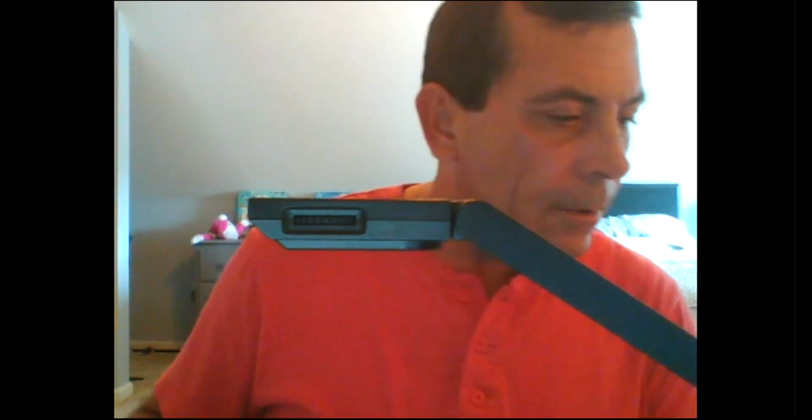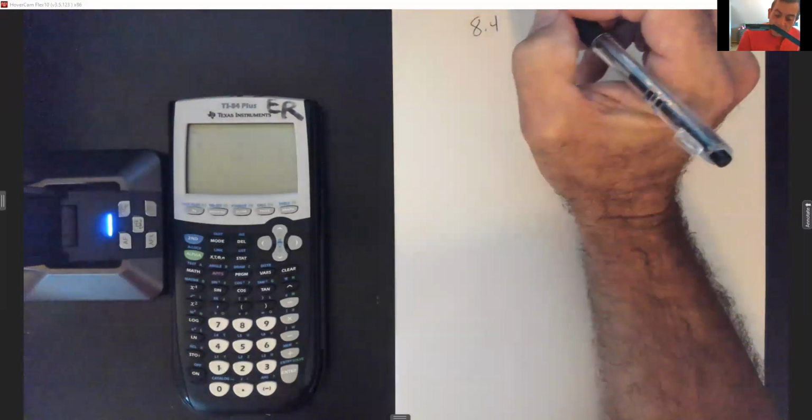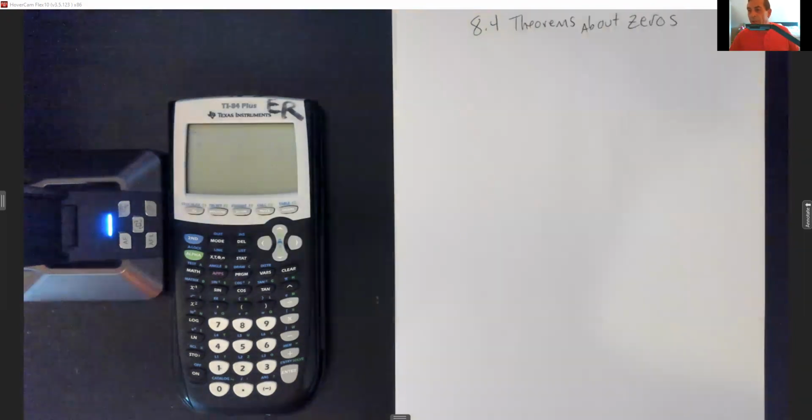And then go to our notes. All right, so this is 8.4, and it's going to be about theorems about zeros. And just remember, zeros are just our solutions we get.